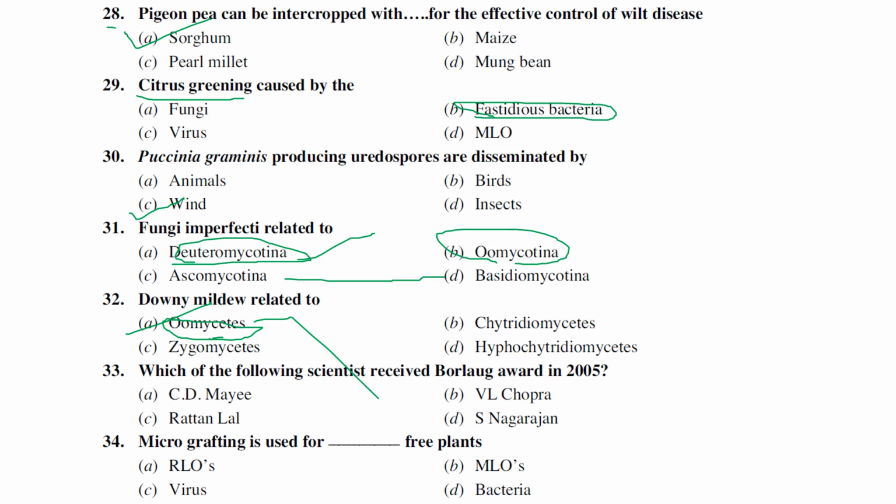Which of the following scientists received the Borlaug Award in 2005? C.D. Mayee, V.L. Chopra, Ratan Lal and S. Nagarajan. So the answer is S. Nagarajan, who received the Borlaug Award in 2005.